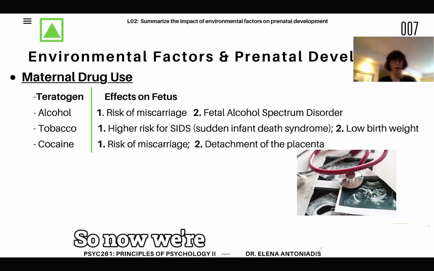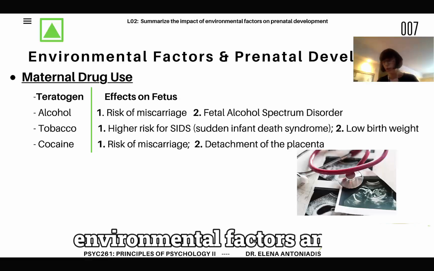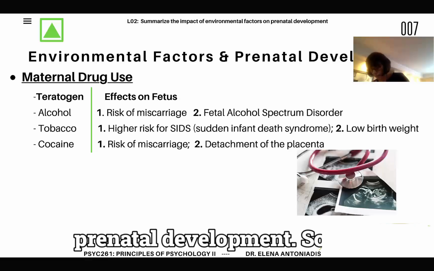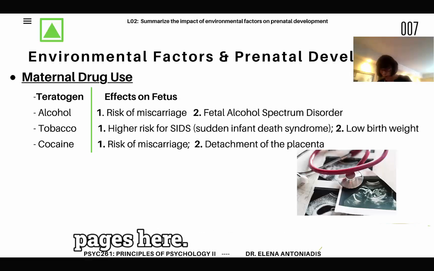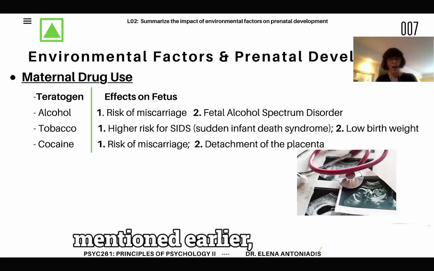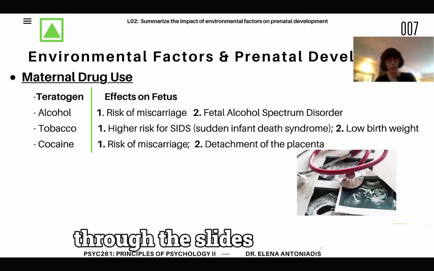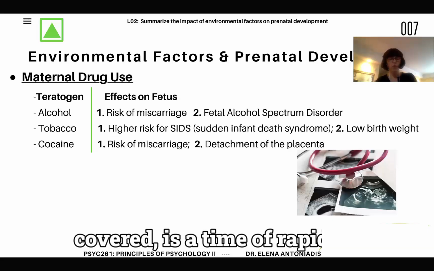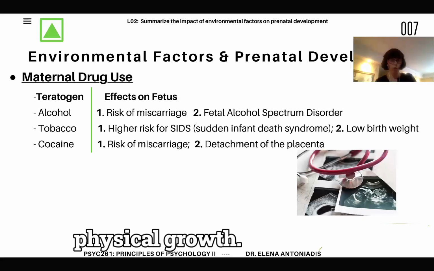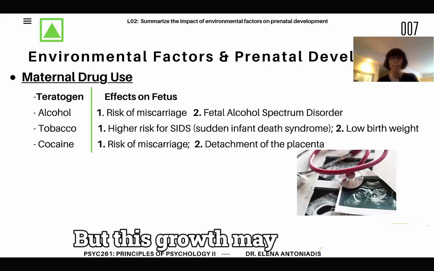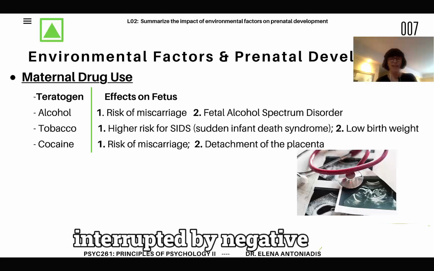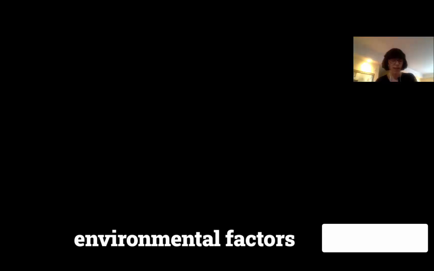So now we're going to focus on the environmental factors and prenatal development. So I'm just going to switch my pages here. Okay, so prenatal development, as I mentioned earlier, through the slides we've covered, is a time of rapid physical growth. But this growth may be interrupted by negative environmental factors or teratogens.